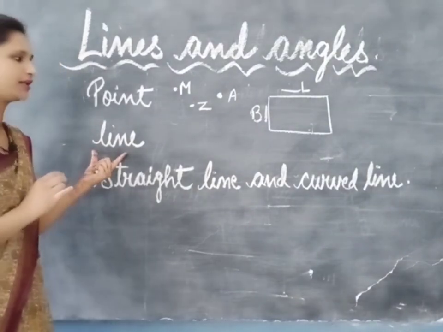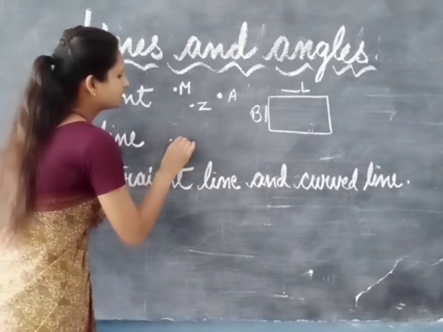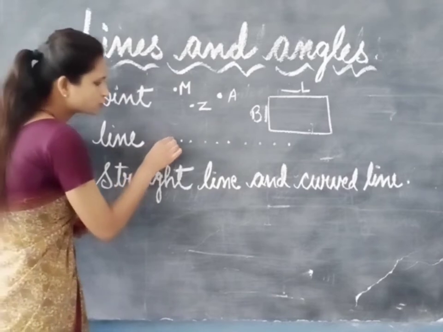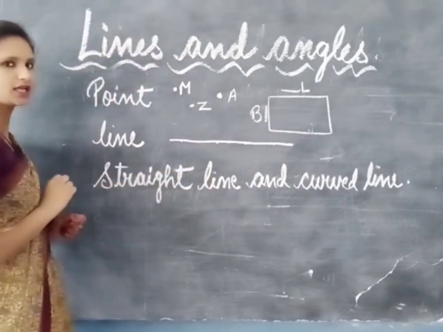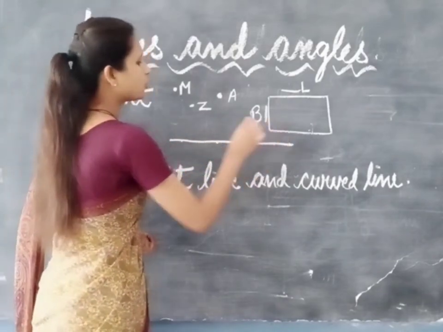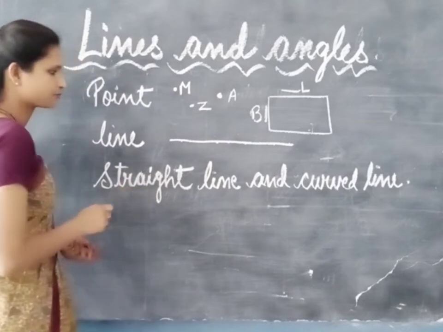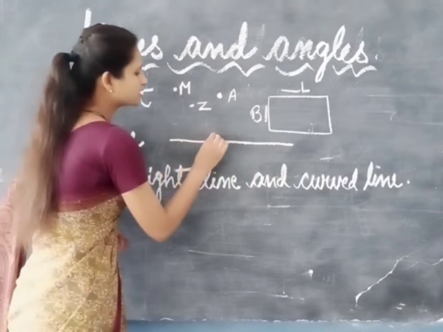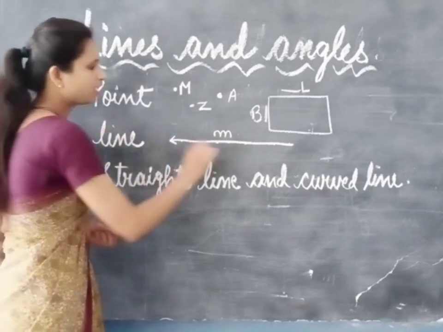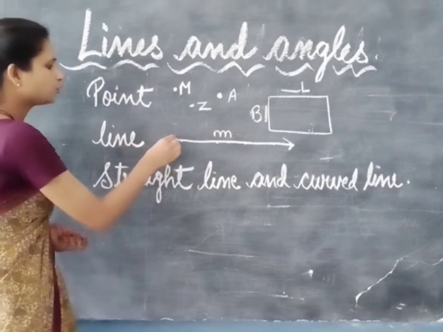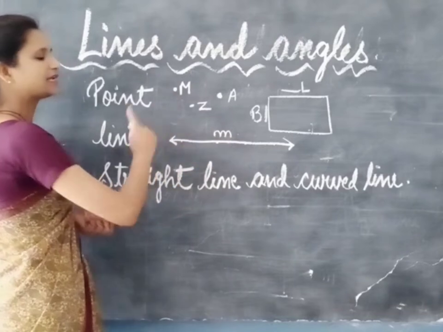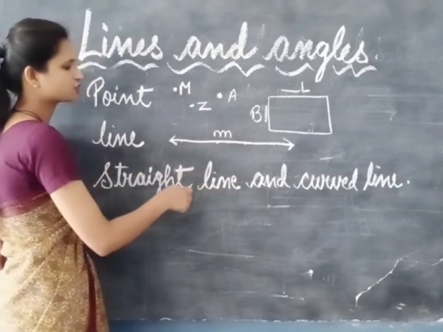Now what is a line? Let us make several points and then join these points. It will form a line. When we join different points, they form a line. A line is always denoted by a small letter, and we denote it with two arrows, because it can move in any direction. It can move in both directions.